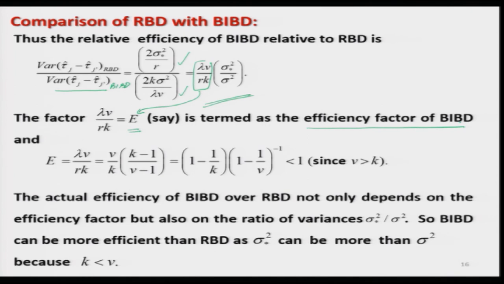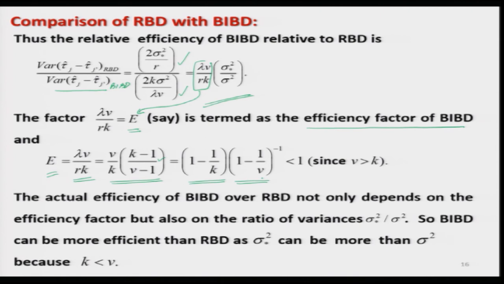So, if you try to see here this E, which is the efficiency factor of BIBD, this can be written as lambda V upon RK, which is equal to V upon K into K minus 1 upon V minus 1. This is obtained using the properties of the balanced incomplete block design, right? That lambda times V minus 1 is equal to R times K minus 1 and so on. So, I can write this as 1 minus 1 upon K into 1 minus 1 upon V whole inverse.